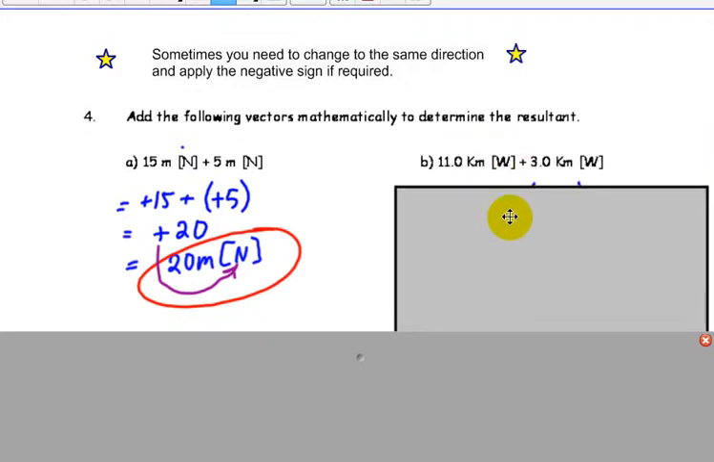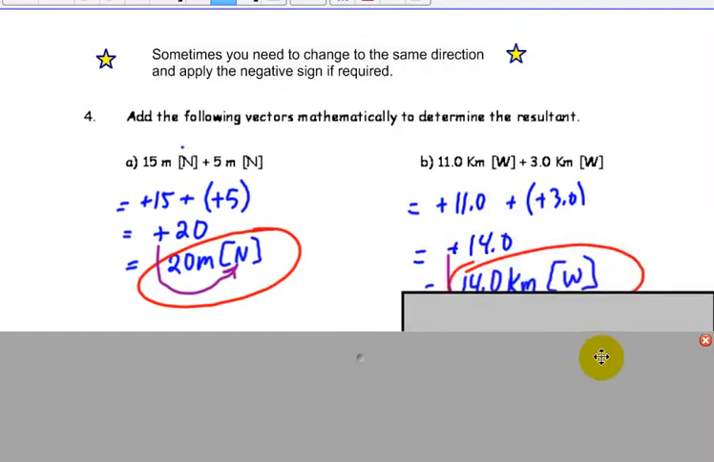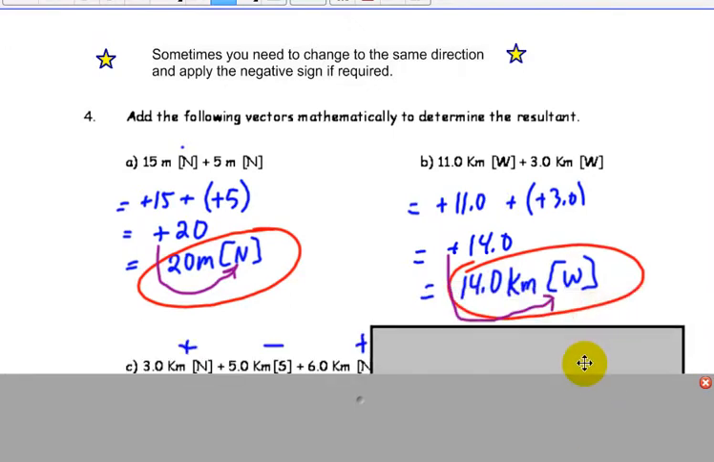For B, 11 kilometers west and 3 kilometers west, we think of west as being the positive direction this time. Positive 11 combined with a positive 3 gives us positive 14. But since positive represents west, it's simply 14 kilometers west.